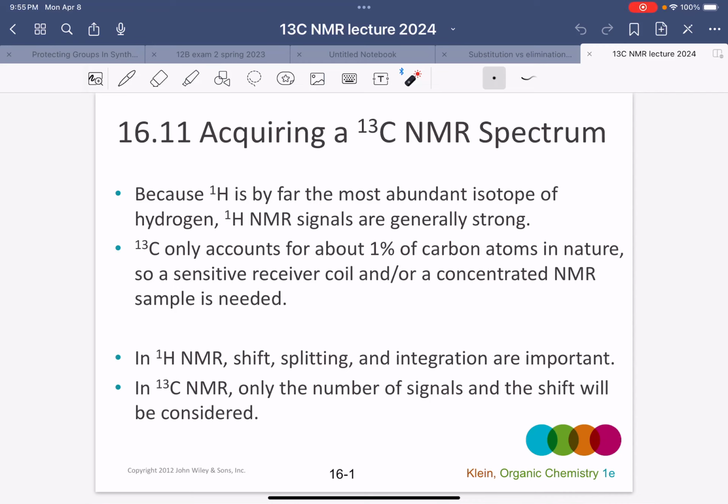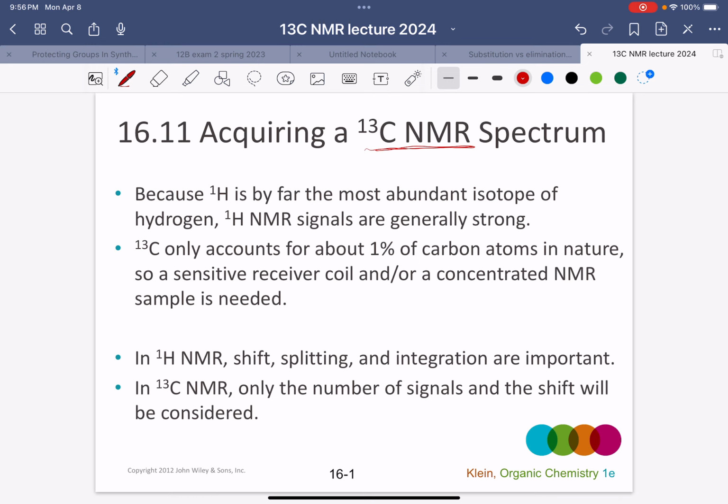Hi there, Dr. P here, and in this lecture video, I'm going to talk about carbon-13 NMR spectroscopy. Now, the NMR spectroscopy that we've talked about so far has been proton NMR. And NMR signals for protons tend to be pretty strong because, well, protons are by far the most abundant isotope of hydrogen.